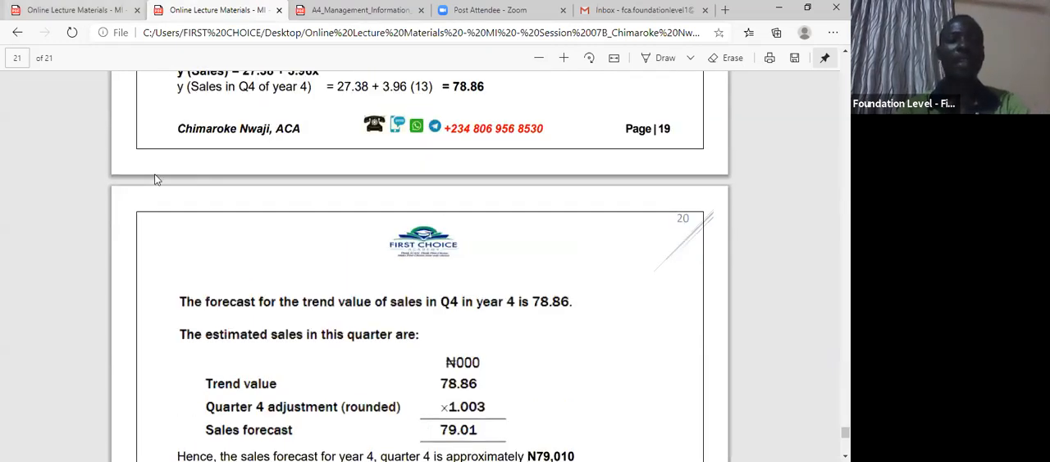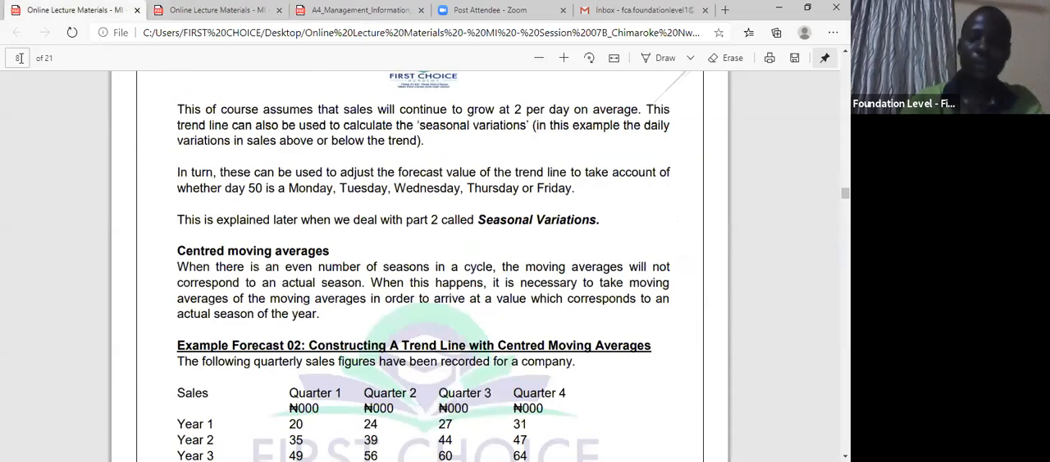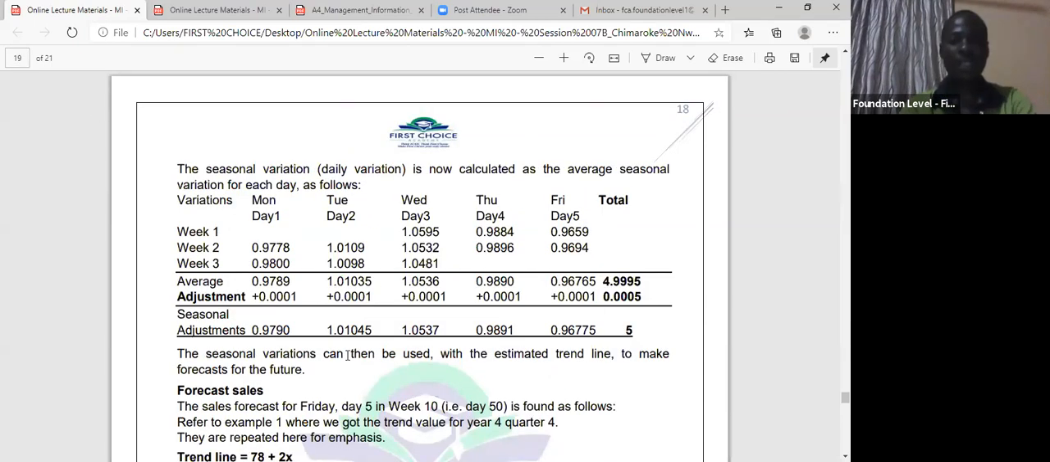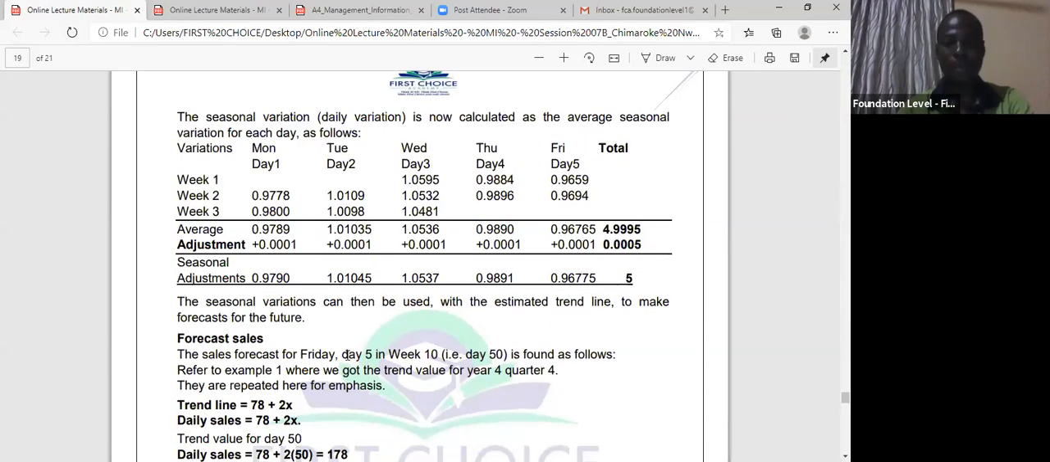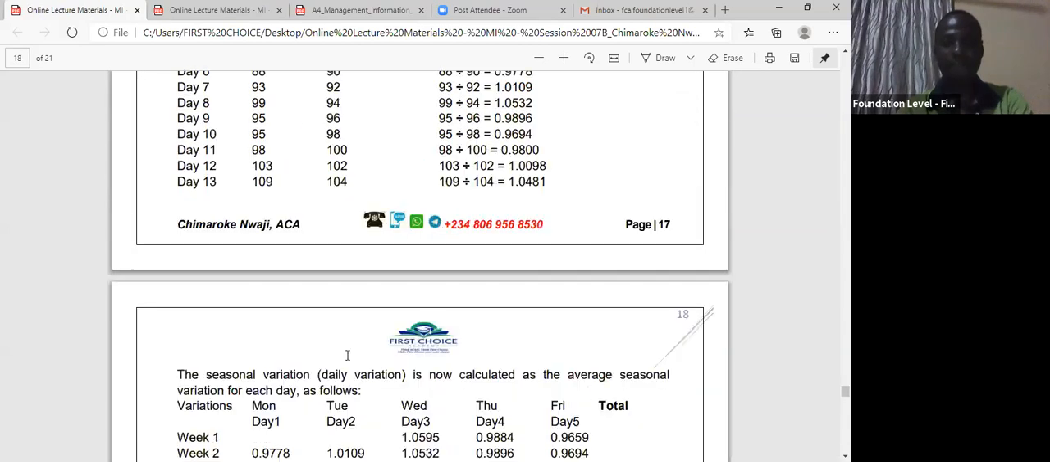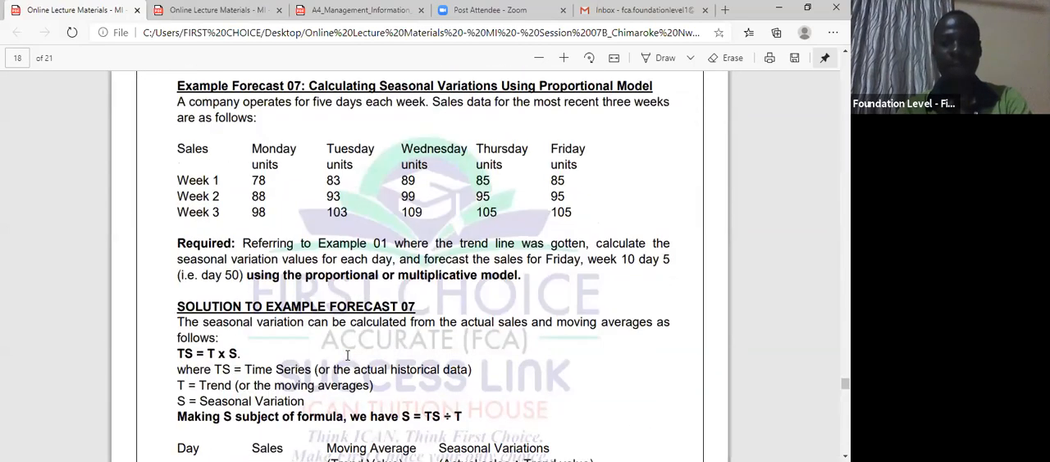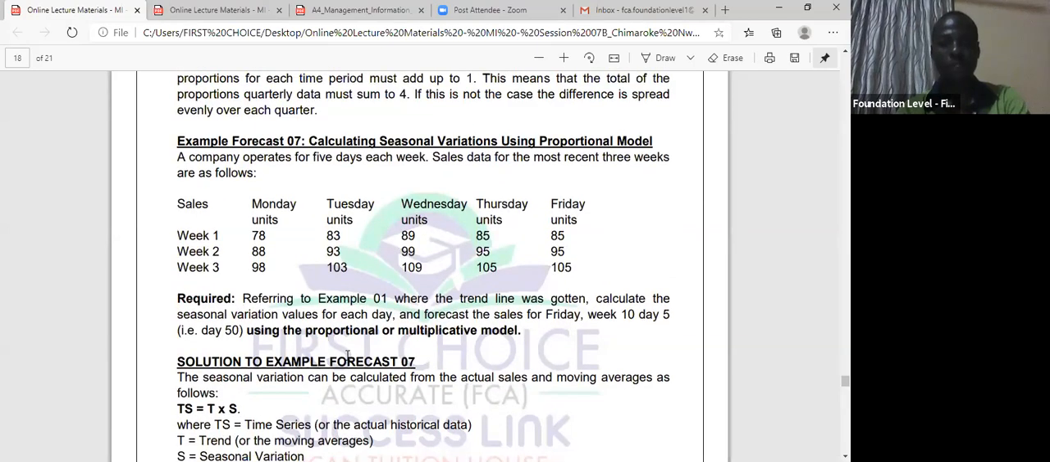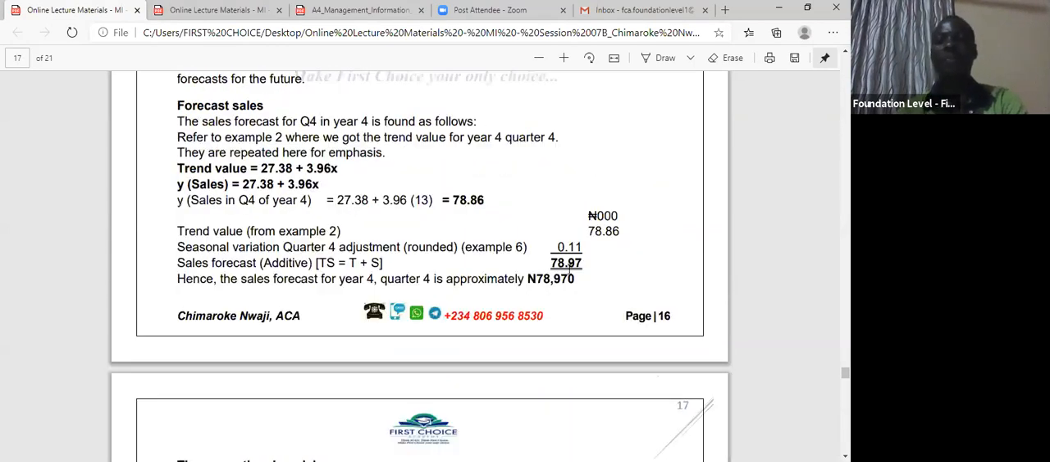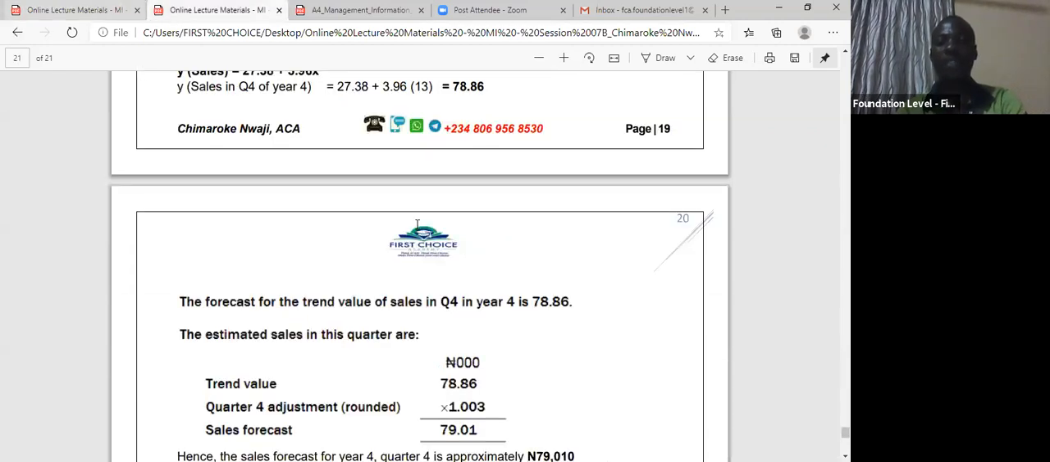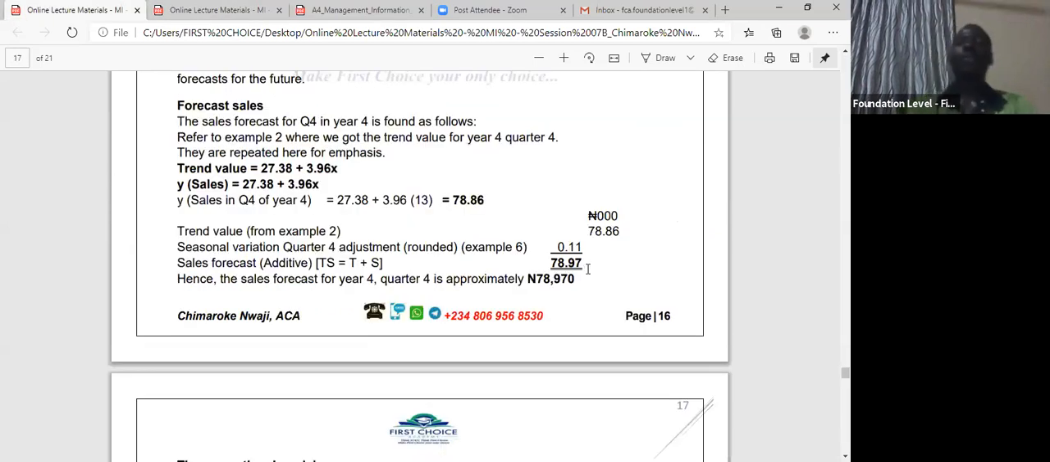79.01 as against, let me go here, additive model. Let me go to page 19. As against additive model, as against 78.97, 79.0 as against 78.97. So you see, you can either use each of the model.